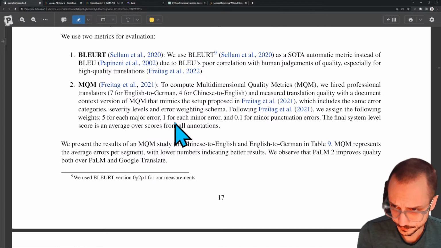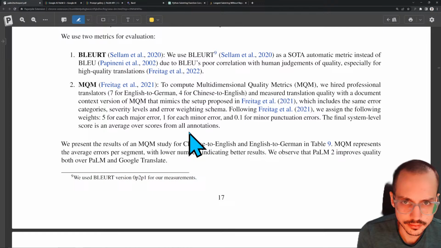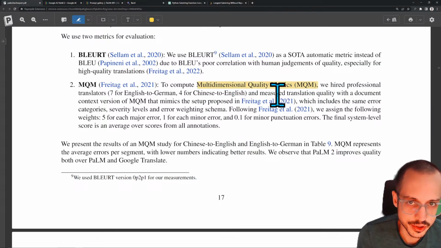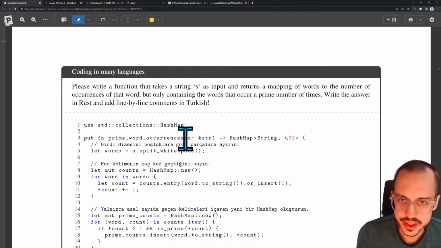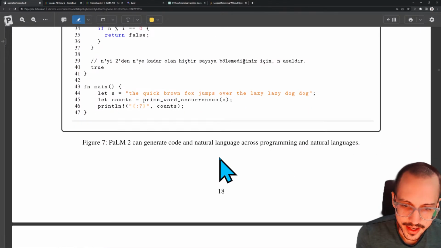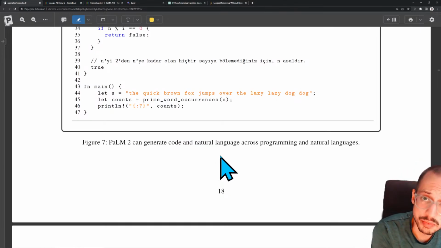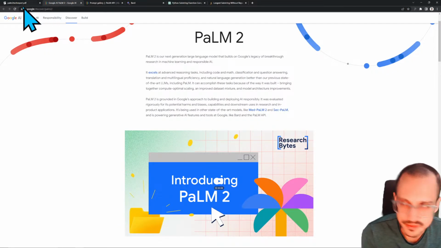Here's a different metric, BLEURT. Multi-dimensional quality metrics. We hired professional translators and measured translation quality. Yeah, so they're really pushing this multilingual aspect of it, and I think that's because that's what they do well at, right? So they can't beat OpenAI in terms of the coding ability and basically the logic and the reasoning. I feel like GPT-4 has actual intelligence to it. It actually feels like an AGI.